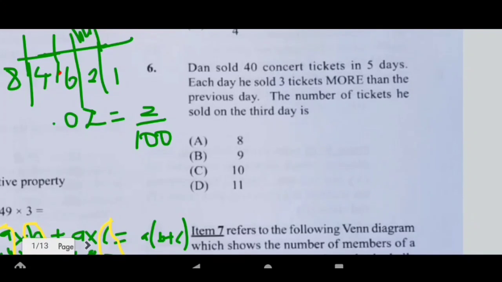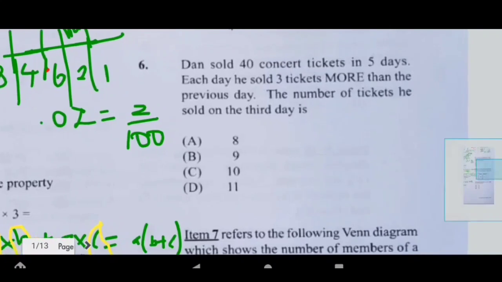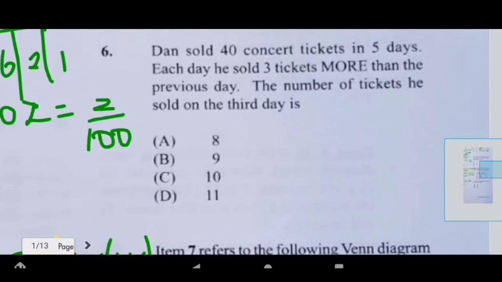It says, Dan sold 40 concert tickets in 5 days. Each day he sold 3 tickets more than the previous day. The number of tickets he sold on the third day is, so we can find out how many tickets Dan sold by creating an algebraic expression.